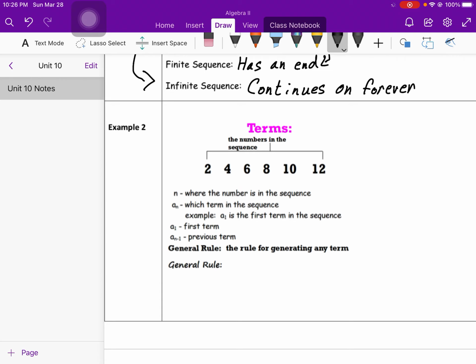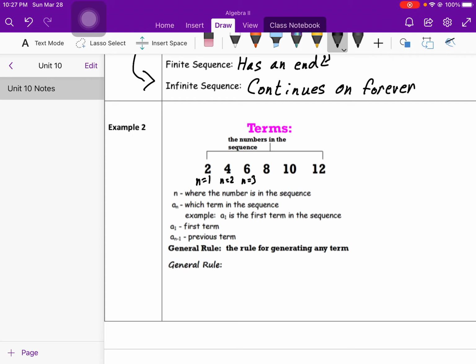Okay, the next part here, when you're looking at a sequence, we call these terms. So n is where the number is in the sequence. If you look at this first pattern, this would be n equals 1. This would be n equals 2, n equals 3, and so forth, because those are the terms. So 2 is the first term in the sequence. A of n is which term in the sequence. An example, a of 1 is the first term in the sequence.